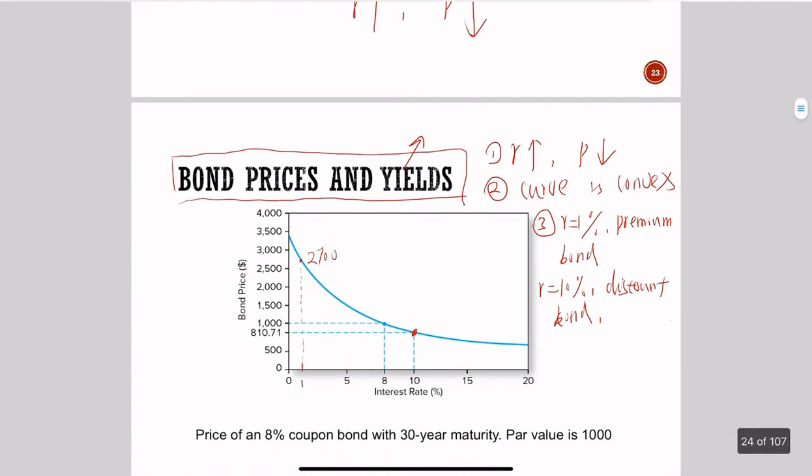So, why do you get a premium bond? Well, in this case, the interest rate equals 1%. You're getting a premium bond because the interest rate is smaller compared with the coupon rate. That is, whenever coupon rate is higher than interest rate, this bond will become a premium bond. And whenever coupon rate is actually lower compared with the interest rate, then you will have a discount bond.